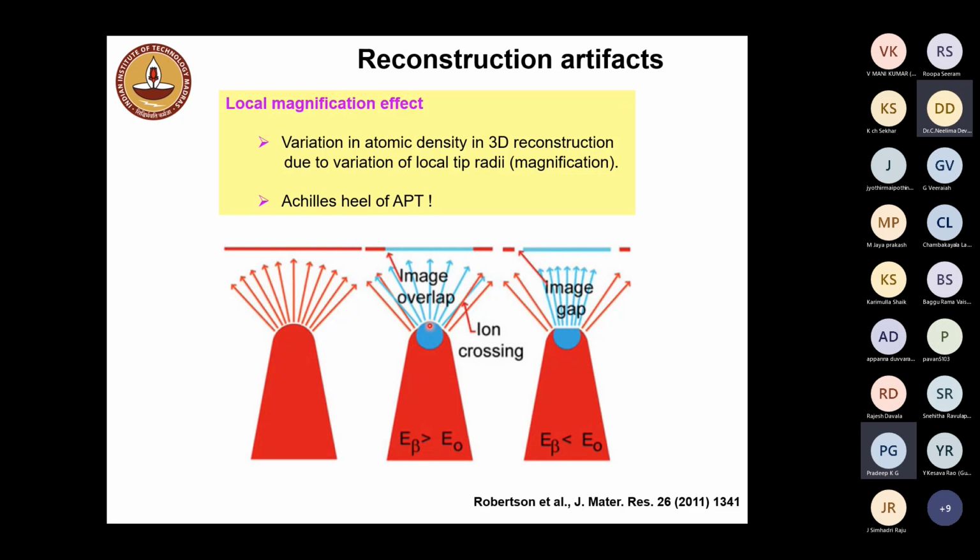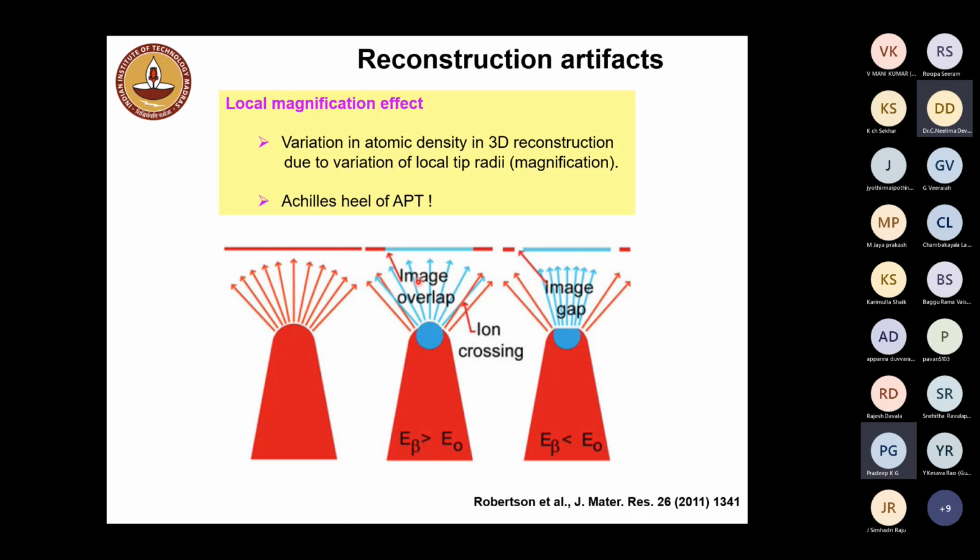But when you have a two-phase material and there is a difference in the evaporation field, then you can have image overlap, depending on whether the elements of the precipitate beta have a higher evaporation potential compared to that of the matrix. If we have the opposite situation, where the elements of a precipitate have a lower evaporating field compared to the matrix, then there is going to be an artificial vacancy visualized between the precipitate region and the matrix region.